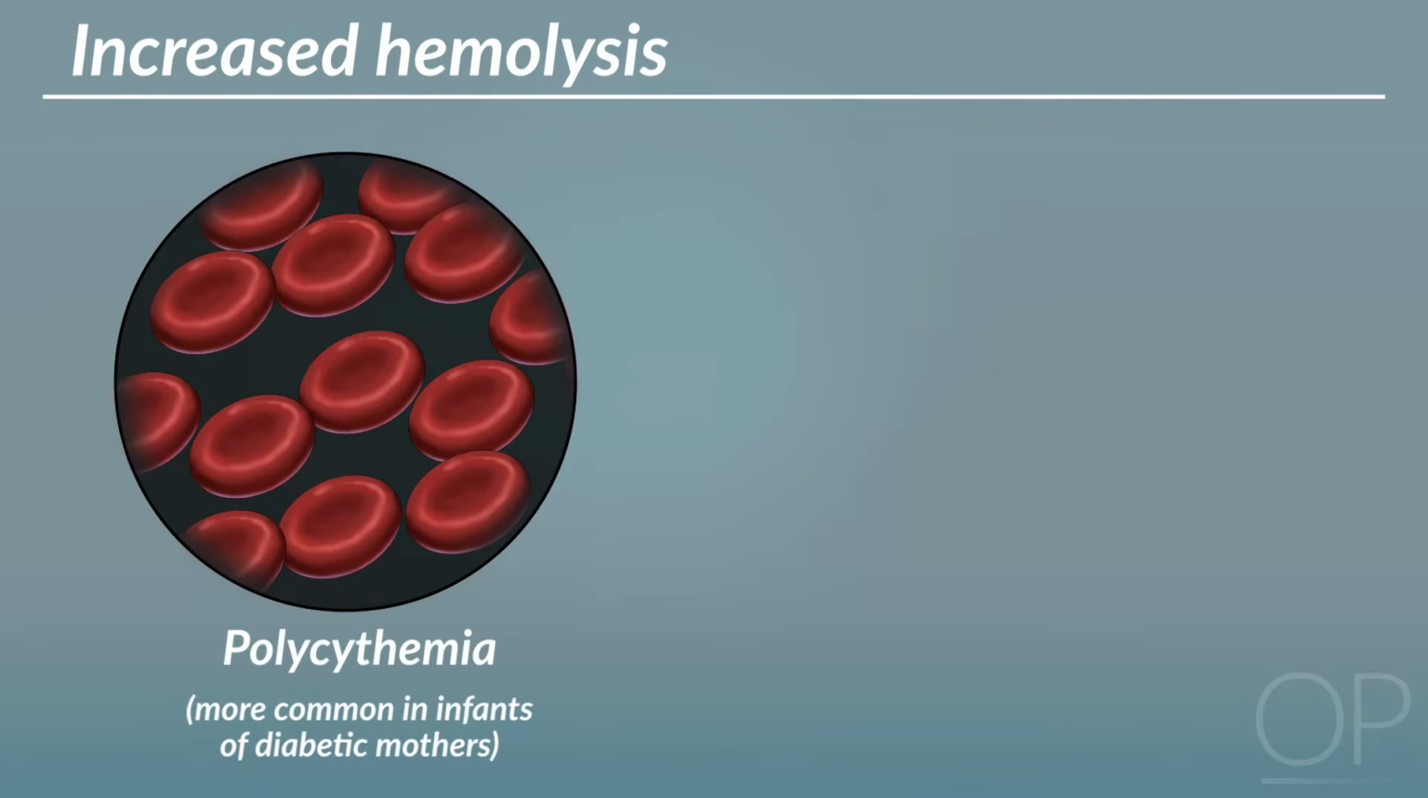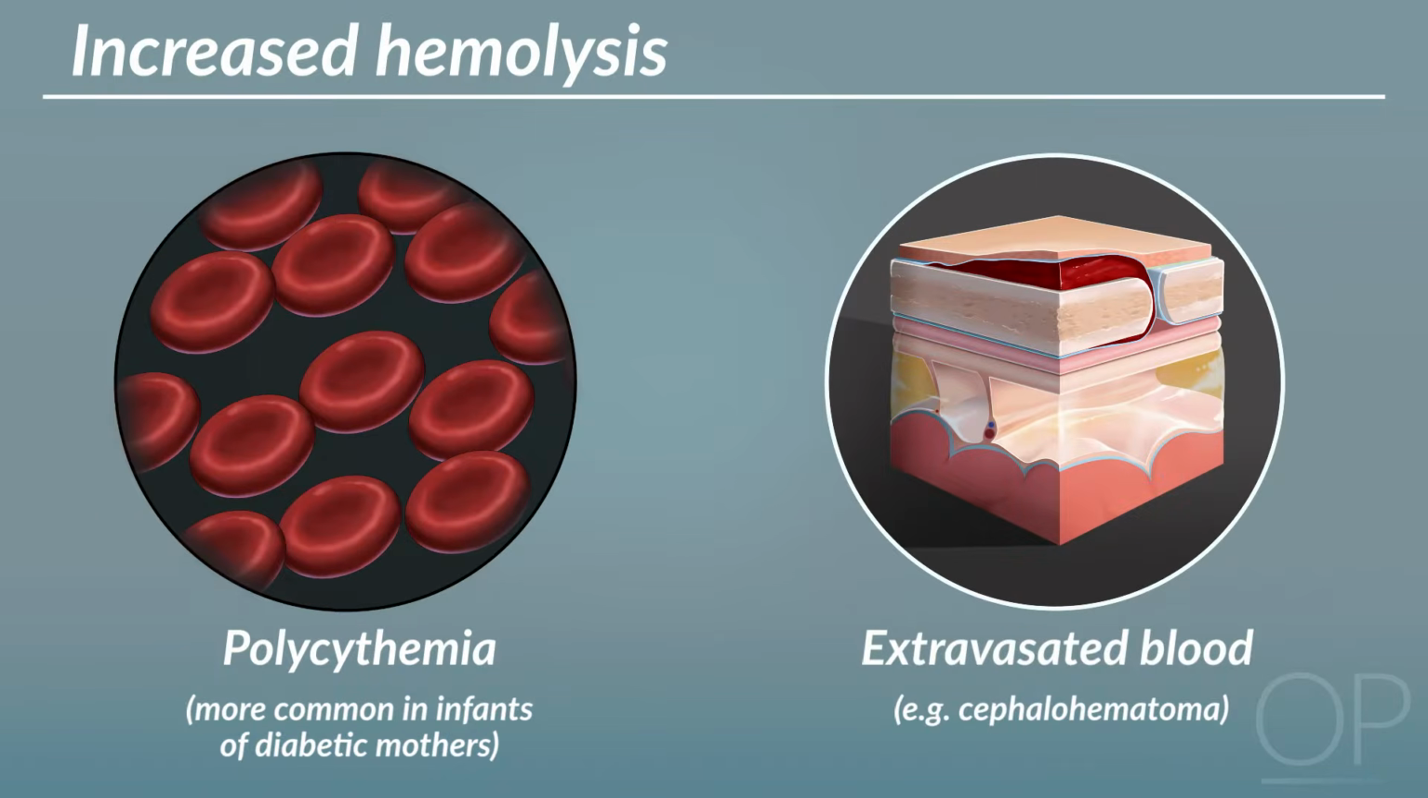Polycythemia, more common in infants of diabetic mothers, and extravasated blood, such as in a cephalohematoma, can also lead to hyperbilirubinemia and are sometimes presented as their own categories, though they ultimately lead to hyperbilirubinemia by increased hemolysis.